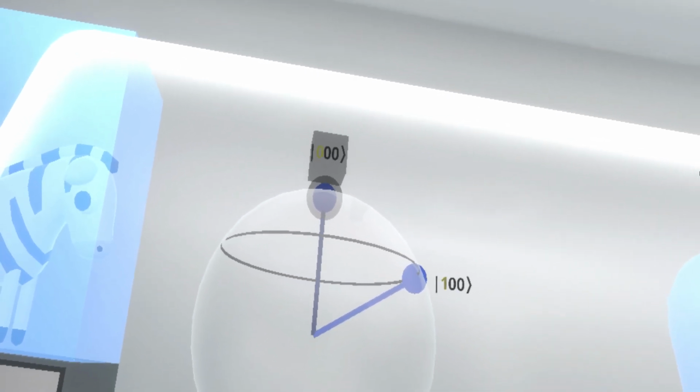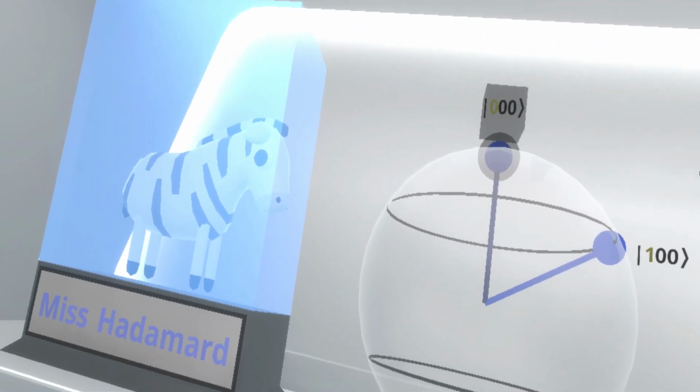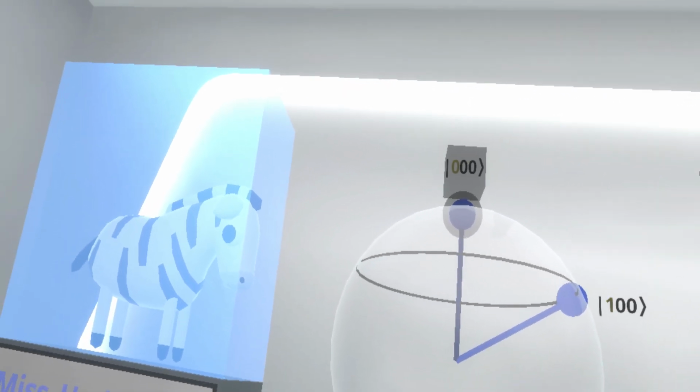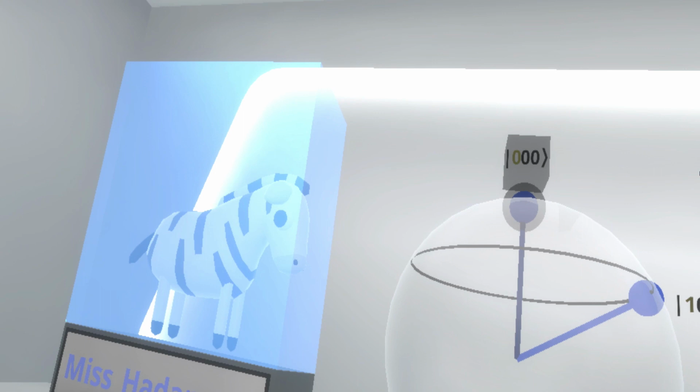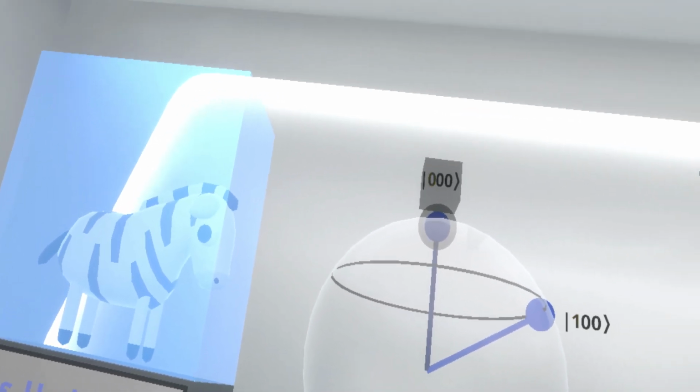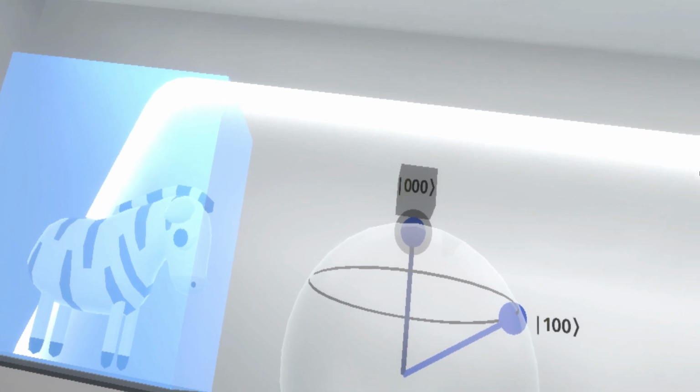Think of the zebra Miss Adama. She is neither really white, nor really black, but if you look at only one hair, it is always either white or black. And before you have considered the one hair, you can only give probabilities with which you expect white or black.